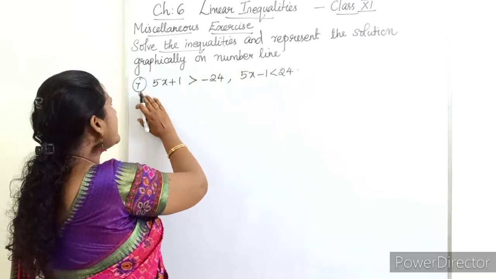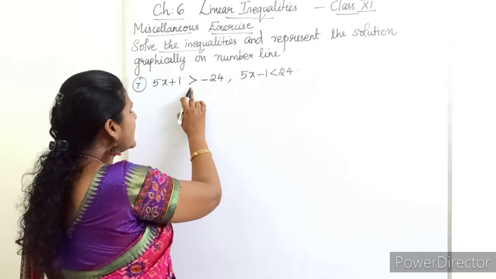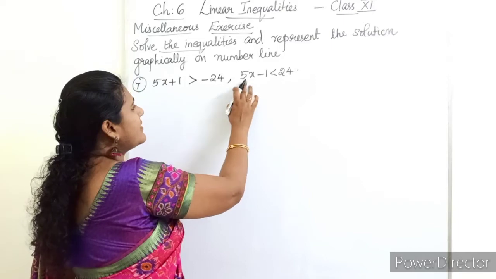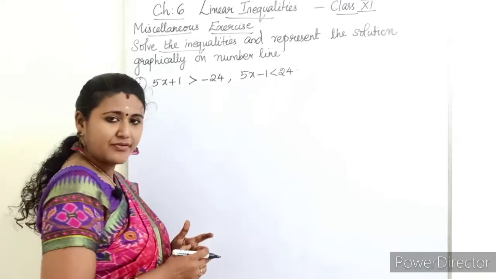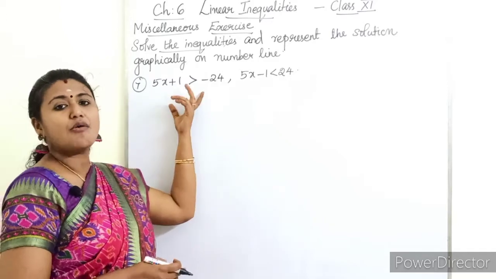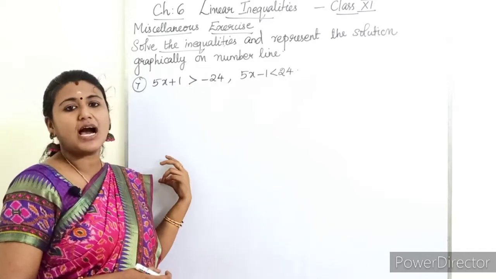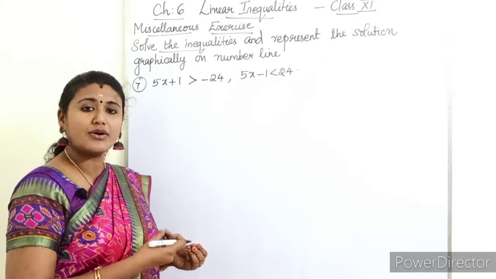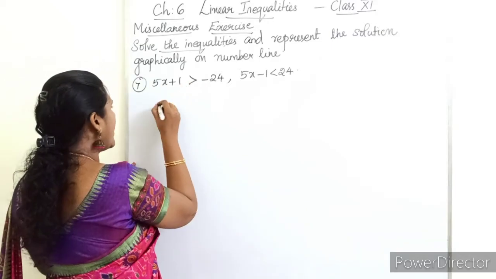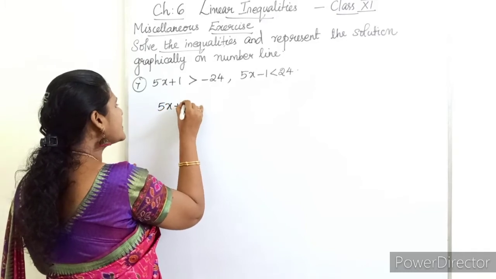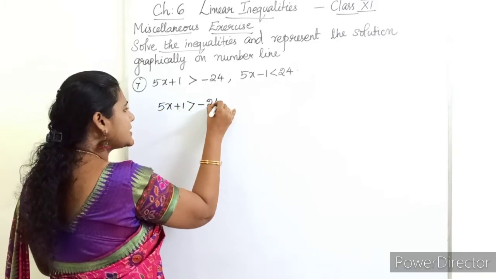So question number 7 is 5x plus 1 is greater than minus 24 and 5x minus 1 is less than 24. Here we have a pair of linear inequalities. We have to solve these two and we have to represent the solution on the number line also. So first we will take the first inequality, that is 5x plus 1 is greater than minus 24.